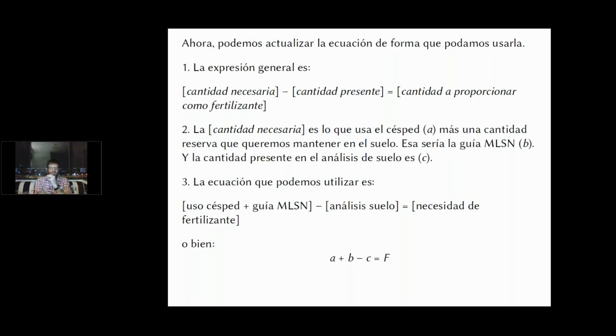So we're going to have the amount the grass uses plus this safety buffer, or this amount that we want to make sure remains in the soil. So we'll add A and B together, and then we'll subtract the soil test amount C. So the amount we need is the use of the grass plus the MLSN guideline. That's the amount we need. We subtract from that the amount that's in the soil from the soil test, and the difference between them is the amount required as fertilizer.